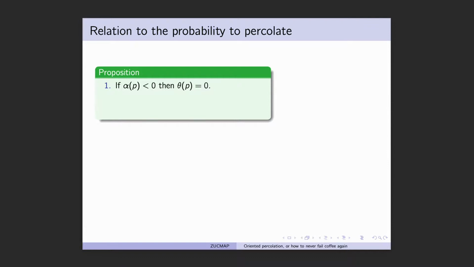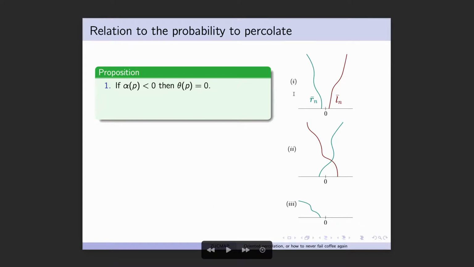So the first thing is that if the angle is negative, then the probability of having an infinite path should be 0. And this is not too surprising because, so you should look at this first item. If the angle is negative, it means that these two processes, Rn bar and Ln bar, will kind of depart from each other at some point. And it's impossible to have an infinite path, because if I had such an infinite path starting from 0, then this Rn bar should be really equal to Rn, or Ln bar equal to Ln, and the leftmost accessible vertex should be to the left of the rightmost accessible vertex. So I can't really have this situation where they stop seeing each other after a while.